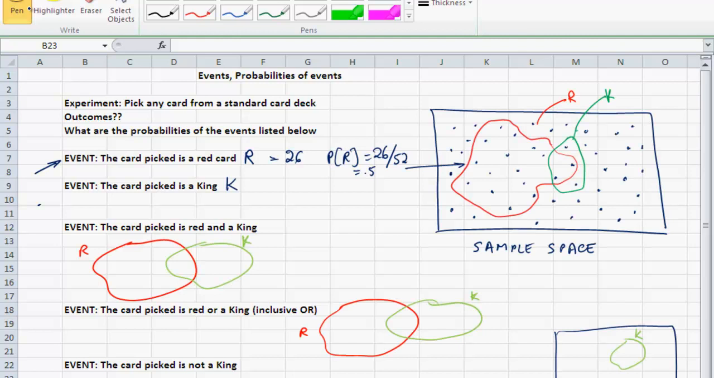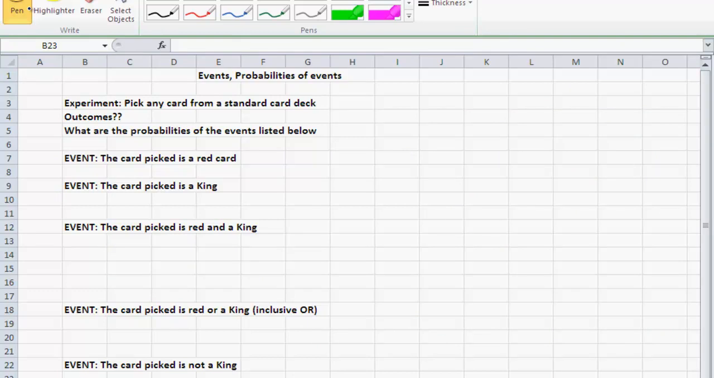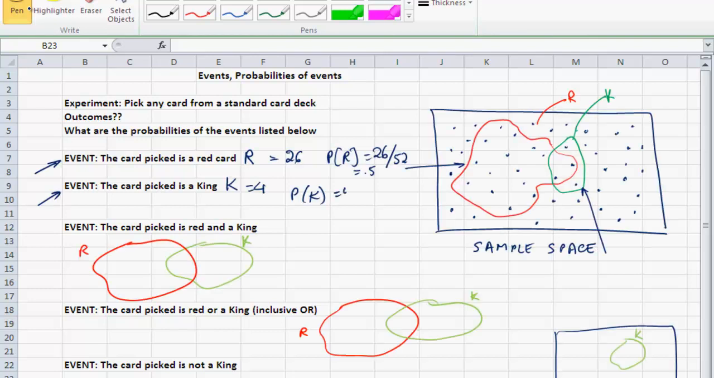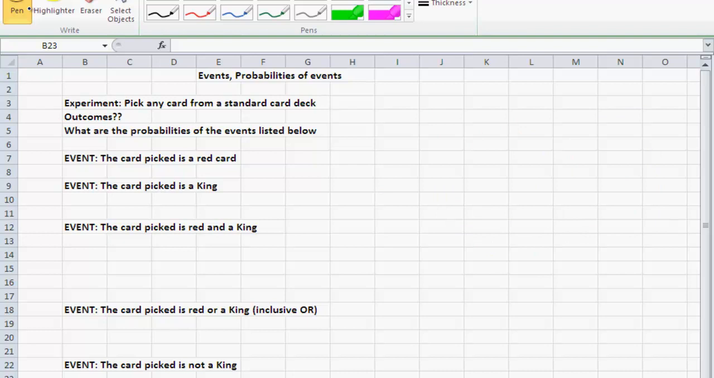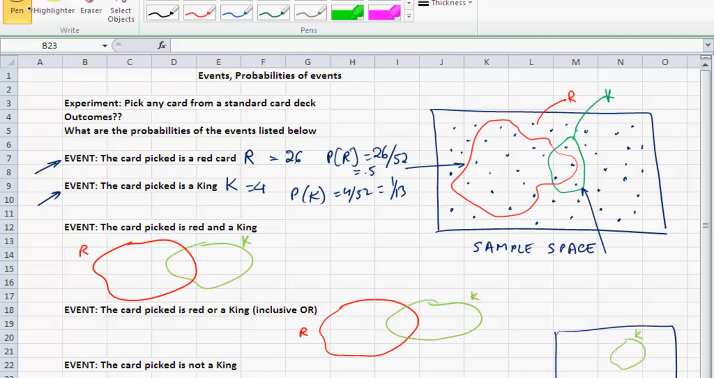Okay, now take the second event that we have defined in the following way. The card picked is a king, which I have drawn in this picture in green. This particular event, an event being a collection of outcomes that meets a certain criterion. In this case, the criterion is that the card should be king. This particular event clearly consists of 4 outcomes. Hence the probability of king is simply 4 divided by 52, which is equal to 1 divided by 13. So that's the probability of a king.